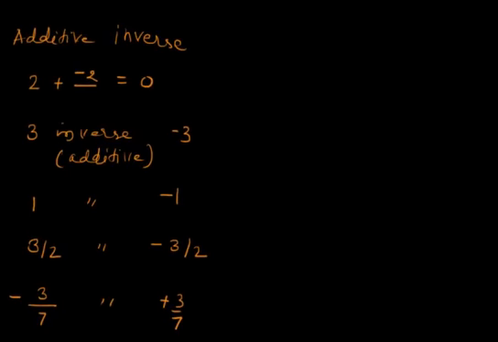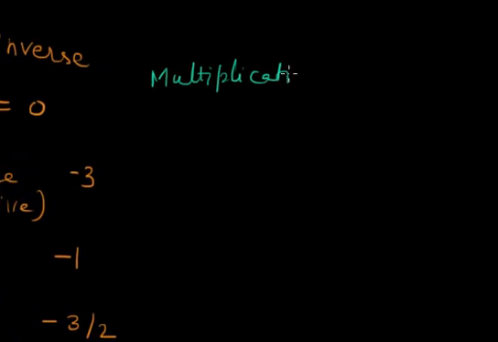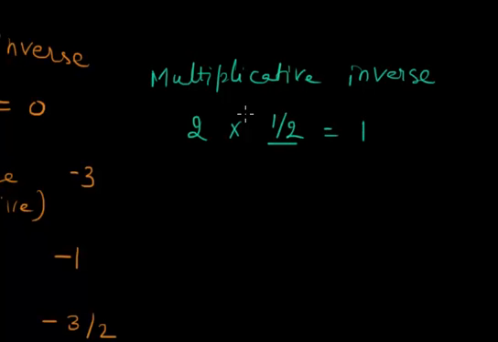Similar to additive inverse, we have multiplicative inverse also. Multiplicative inverse is also called the reciprocal. What should be multiplied to 2 in order to get 1 as the result? That is 1 by 2. We just change the numerator to denominator and denominator to numerator. You can say it in easy words.